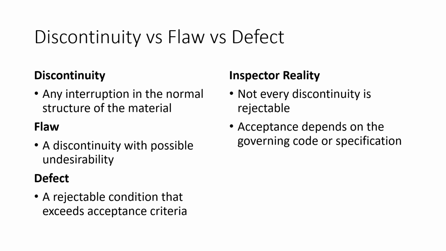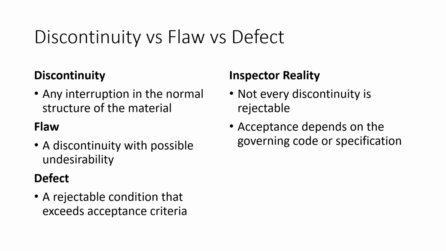Discontinuity versus flaw versus defect. A discontinuity means that it's not perfect. It's an interruption, something that's just a little off from the normal structure of the material. We call this a discontinuity. When we go from discontinuity into a flaw, a flaw is a discontinuity that could have possible undesirable attributes that we might have to kick. Not saying we do, not saying we don't. It could. It needs further looking at, let's say.